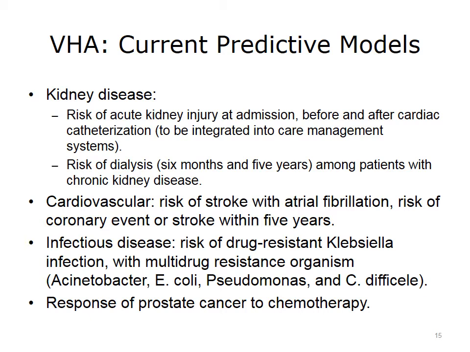Current predictive modeling activities at the VHA also include specialized models for kidney disease, especially the risk of acute kidney injury at admission, before and after cardiac catheterization, and the risk of dialysis among patients with chronic kidney disease. Cardiovascular diseases, such as the risk of stroke with atrial fibrillation and the risk of coronary event or stroke within 5 years. Infectious diseases, such as the risk of drug-resistant Klebsiella infection with multi-drug resistance organisms such as Acinetobacter, E. coli, Pseudomonas, and Clostridium difficile. And models to predict the response of prostate cancer to chemotherapy. Note that some of these risk models could be considered quasi-population health and clinical care predictive models.